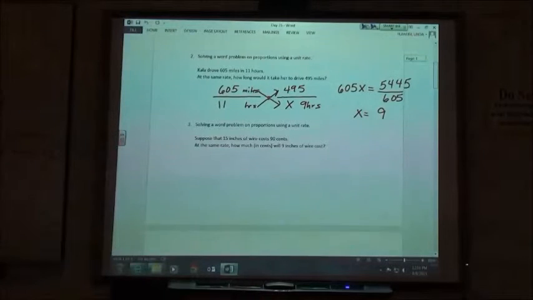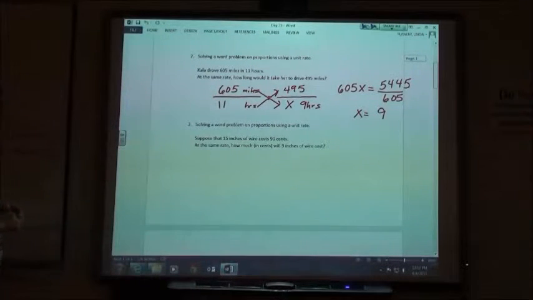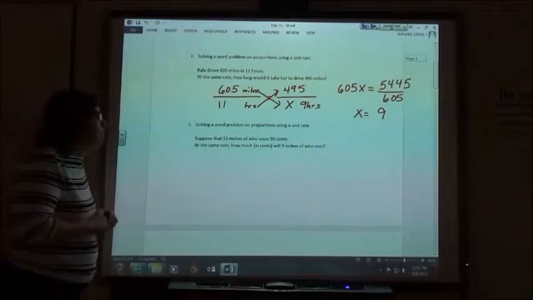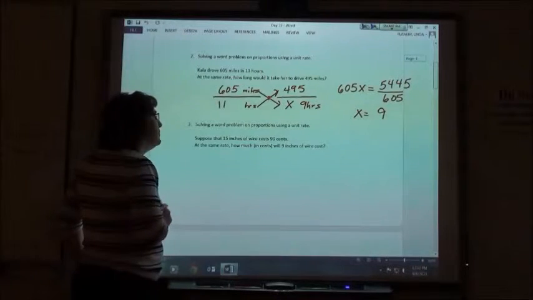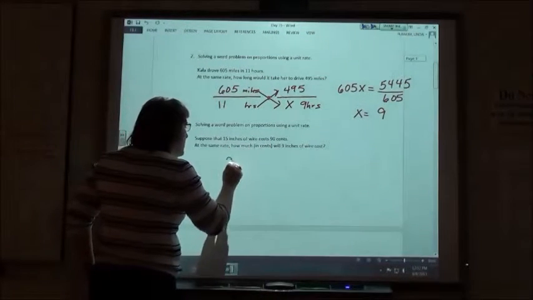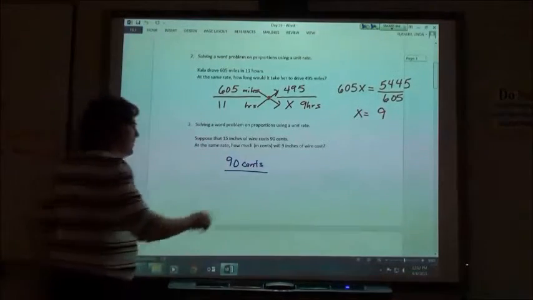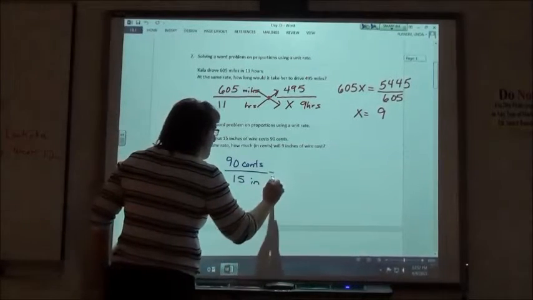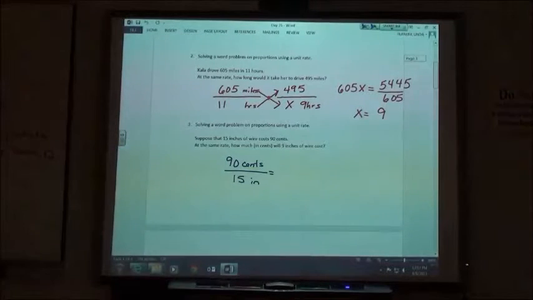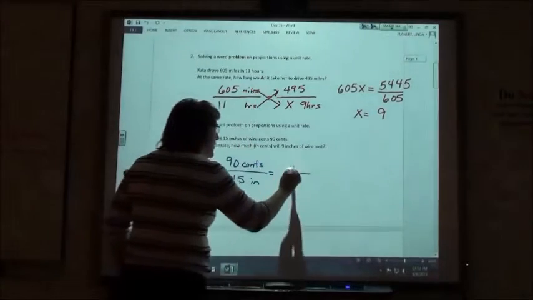So if I want to set up my proportion, knowing that 15 inches of wire costs 90 cents, at the same rate, how much in cents will 9 inches of wire cost? So, the 90 on the top? It doesn't matter which one's on the top, as long as you're consistent. So we're putting the 90 cents on top, which means we would put the 15 on the bottom. 15 inches on the bottom. And if the inches are on the bottom, then we're going to equal x over 9. Exactly.